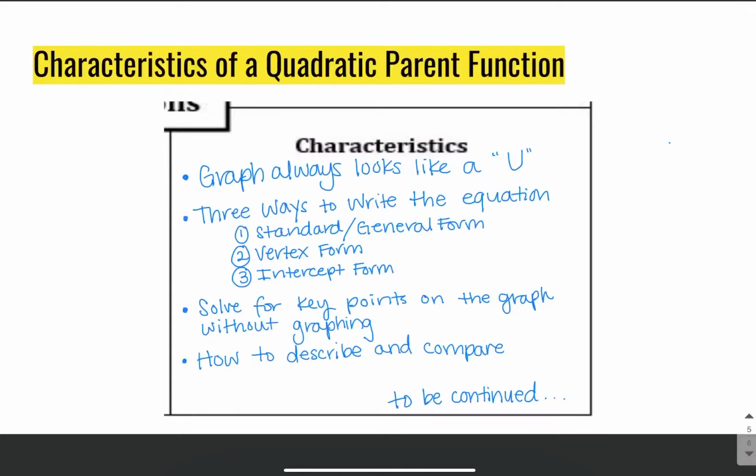We're going to be learning 3 different ways to write the equation: something called general form or standard form, something called vertex form, and intercept form. We're going to learn how to solve for a couple key points that are on our graph without the graph, and of course with the graph. We can identify but also solve for them. And then we need to be able to describe and compare the function. And of course there'll be more details here and there. That's the main idea.